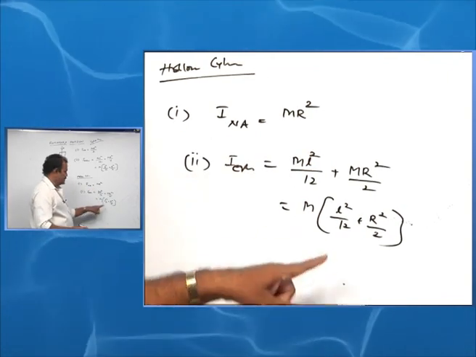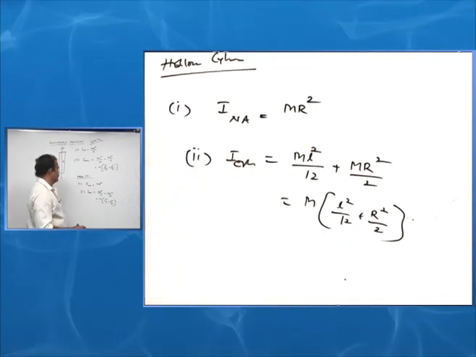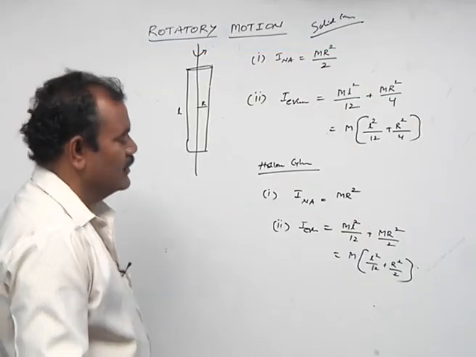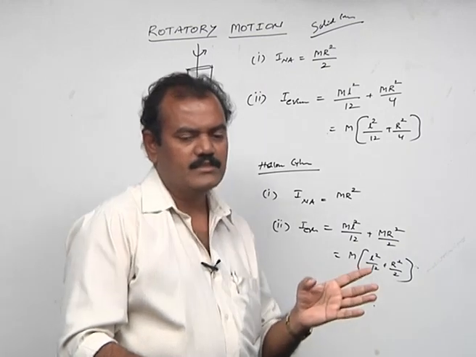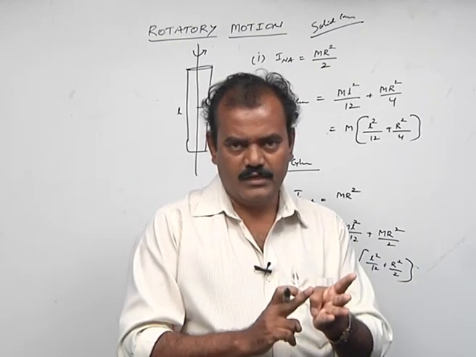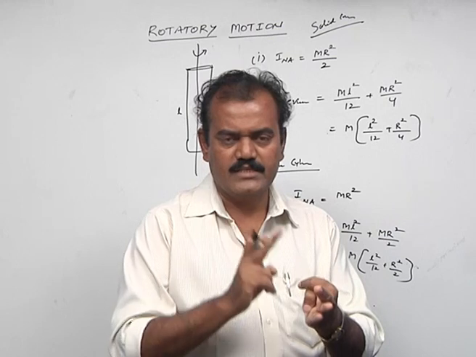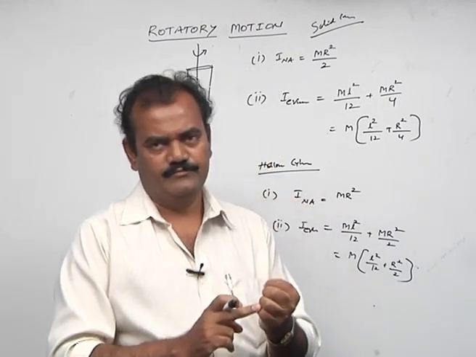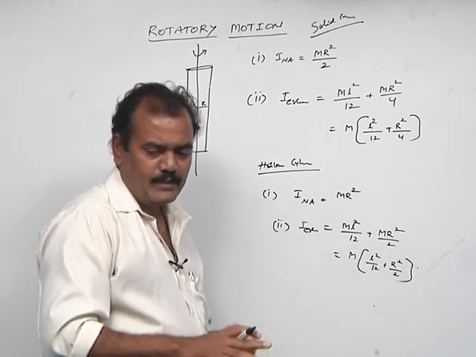Bigger one. So that is M of L square by 12 plus R square by 2. So that is a solid cylinder, and again the hollow cylinder. These are completed. So far, the rigid bodies we have completed are the uniform thin rod, again the next one is a circular ring, the circular disc, the solid cylinder and the hollow cylinder. So 5 rigid bodies are completed so far.